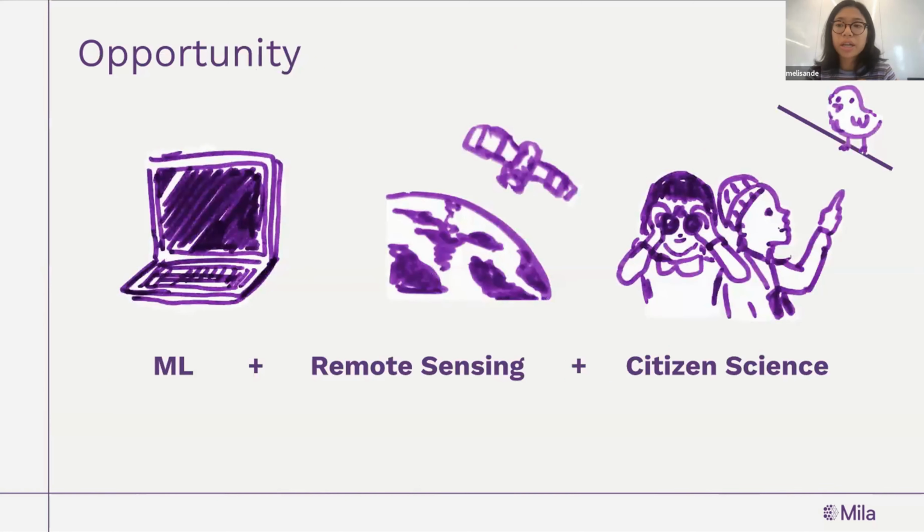So this is where we identified an opportunity in using machine learning, remote sensing, and citizen science for species distribution modeling. Why machine learning? Because, with all the recent advances, we thought machine learning could be quite good at picking up multi-species interactions and also processing a lot of data. Remote sensing is available everywhere. And in our case, we looked at satellite imagery.